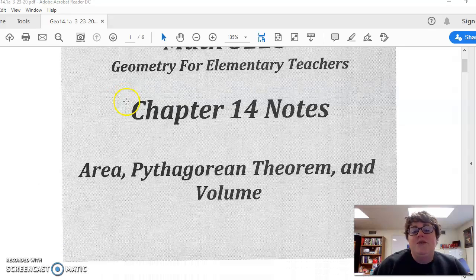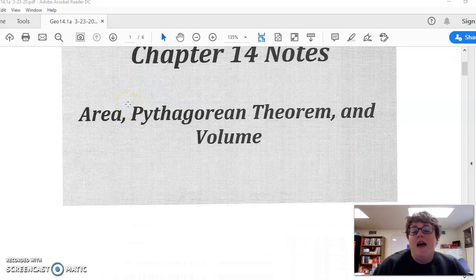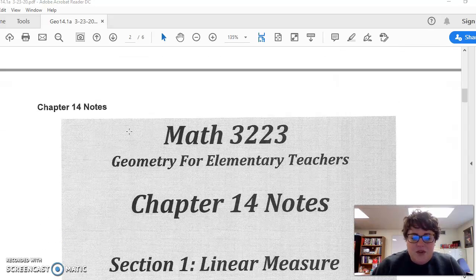So again, we're starting chapter 14, and chapter 14 is all about perimeter, area, volume, surface area, Pythagorean theorem, measurement. It's all about measurement, so lots of formulas to work on. This is actually going to be pretty basic, and it's a good chapter to be able to do online. So I'll just point out a few things as we go through the notes.